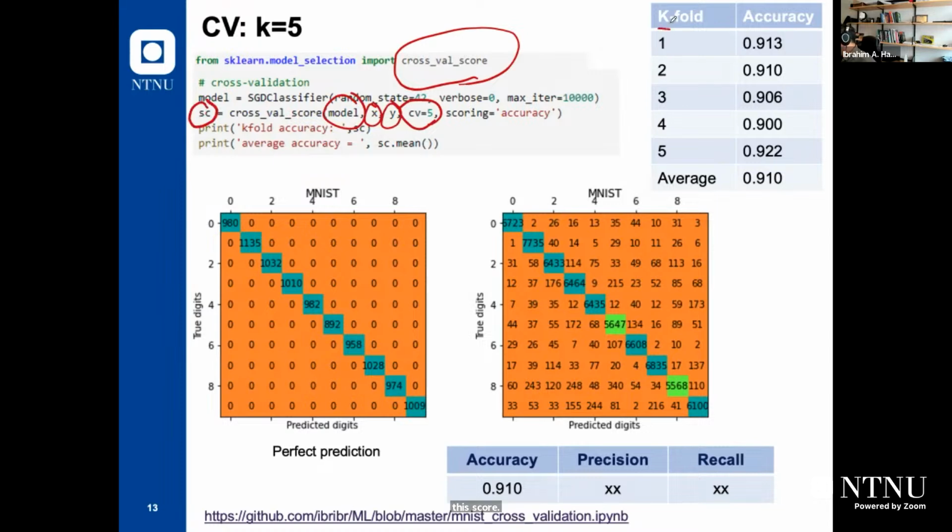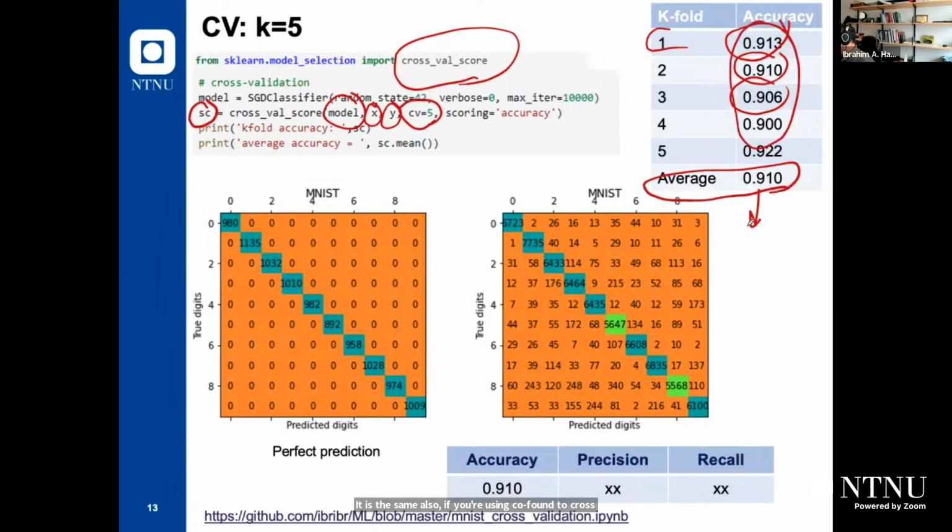For K equal 1, you got this accuracy. For K equal 2, you got this accuracy. For K equal 3, and so on. Each time we will have different accuracies. At the end, you need to report the average accuracy, which is this number. It is the same if you are using k-fold cross validation: you don't need to report a single number, because this one will be the average or the mean. You can at the same time also calculate the standard deviation and report this average plus minus standard deviation. It will be better.